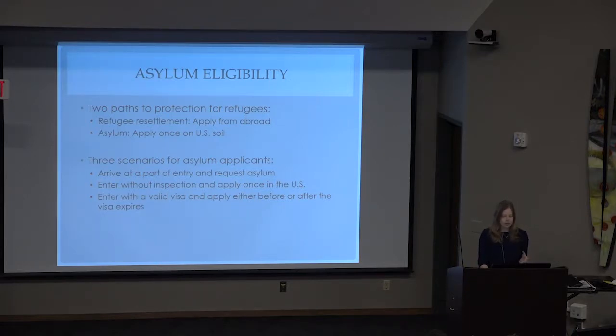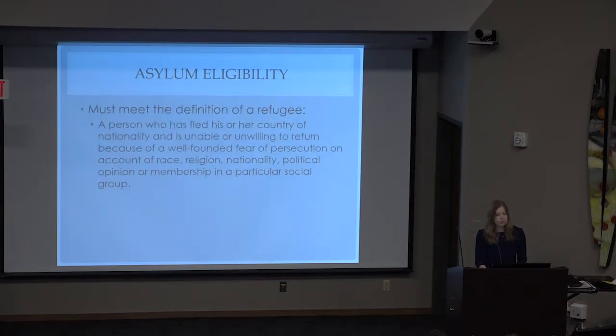To be eligible for asylum, an individual has to be either on U.S. soil or arriving at a port of entry. So there's three common scenarios. Either somebody arrives at a port of entry and requests asylum, they enter the country without inspection and then apply once they're inside the U.S., or they enter with a valid visa and then apply either before or after the visa expires. To be eligible for asylum, a person has to meet the definition of a refugee.